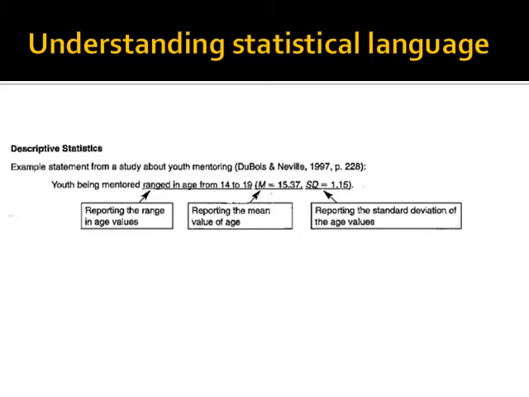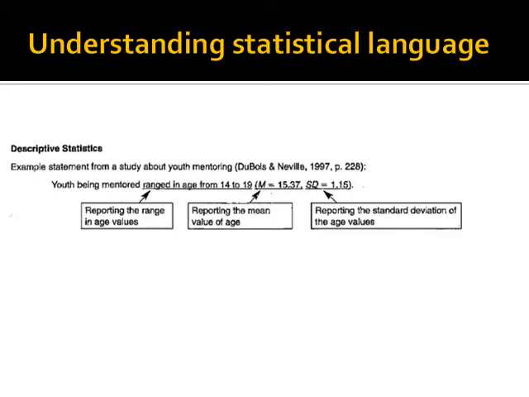So we've explained effect size. Now we're going to look at how to understand statistical language. You'll see here that there is an example statement from a study about youth mentoring that uses some statistical language that we're going to interpret. It says, youth being mentored ranged in age from 14 to 19, and it gives us a mean and a standard deviation. M equals 15.37, SD equals 1.15. So this is how we would interpret that. The youth in the study ranged in age from 14 to 19. The average age, the mean age of youth in the study, was around 15 years old, a little bit older, and there was a standard deviation of 1.15. Now this is how you interpret that.